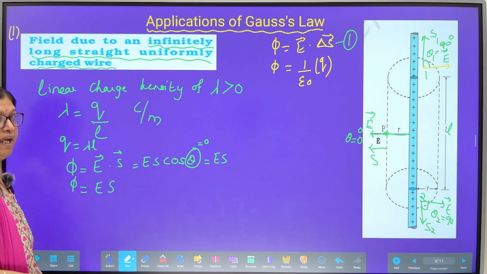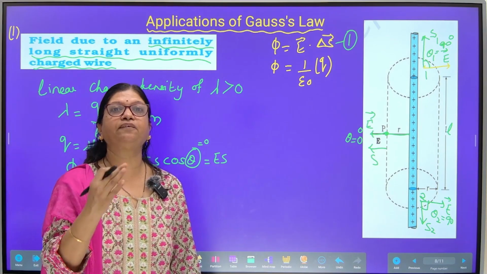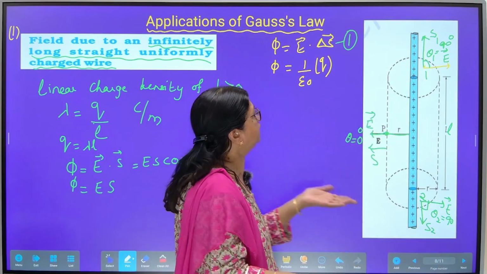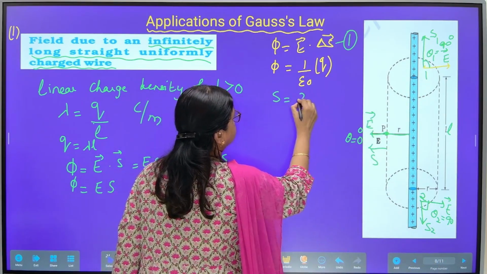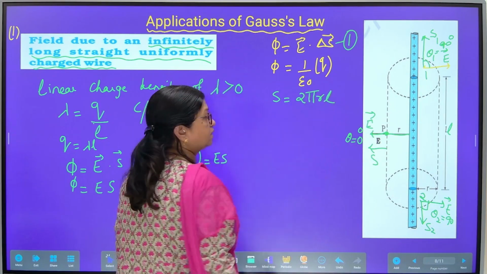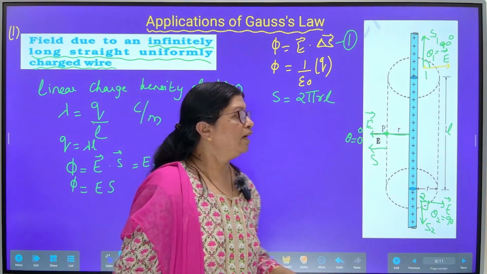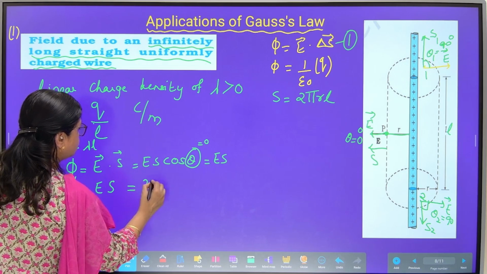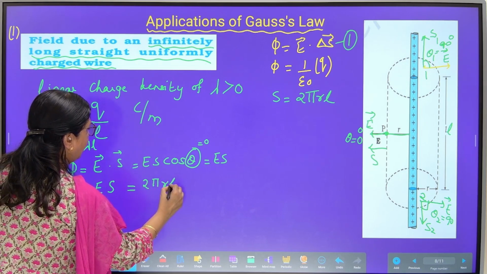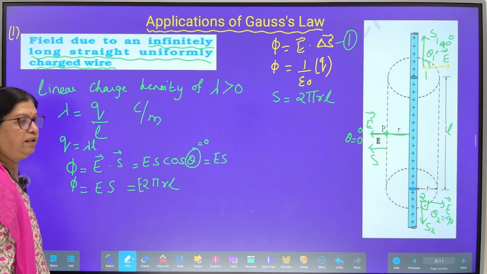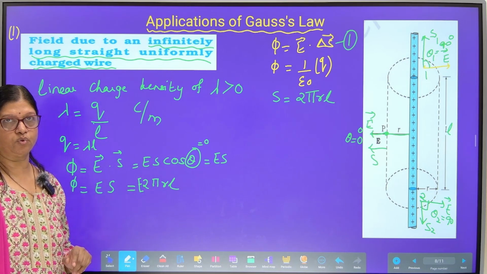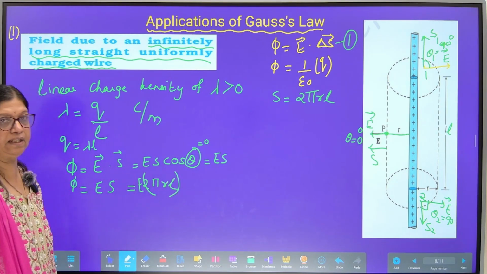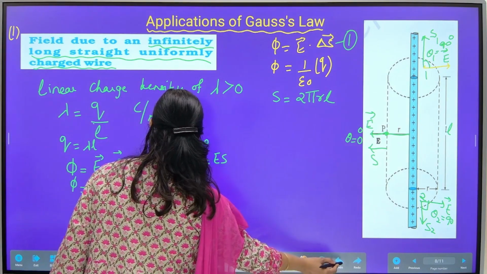Now what is the value of S? S is the curved surface area of a cylinder. The cylinder has the radius R, length L. So what is the curved surface area of a cylinder? S is equal to 2 pi R L, which I can substitute here, and I can write phi is equal to 2 pi R L E. E I have written in the front so that there is no confusion. So E 2 pi R L. This is the flux through the curved surface area of the cylinder.